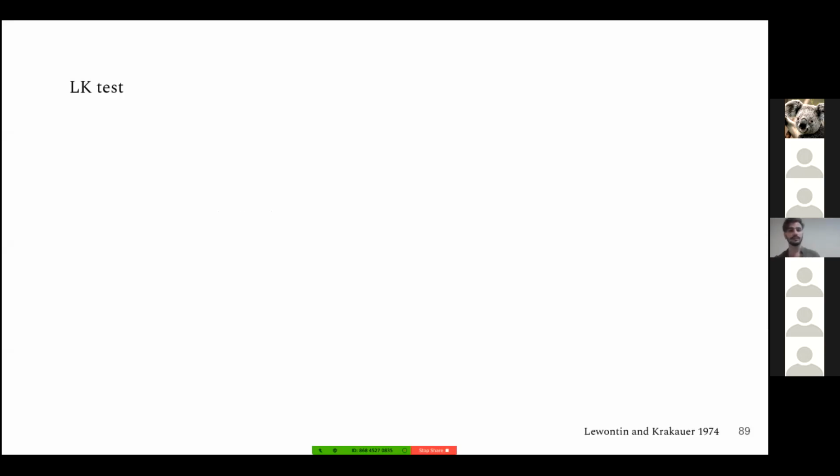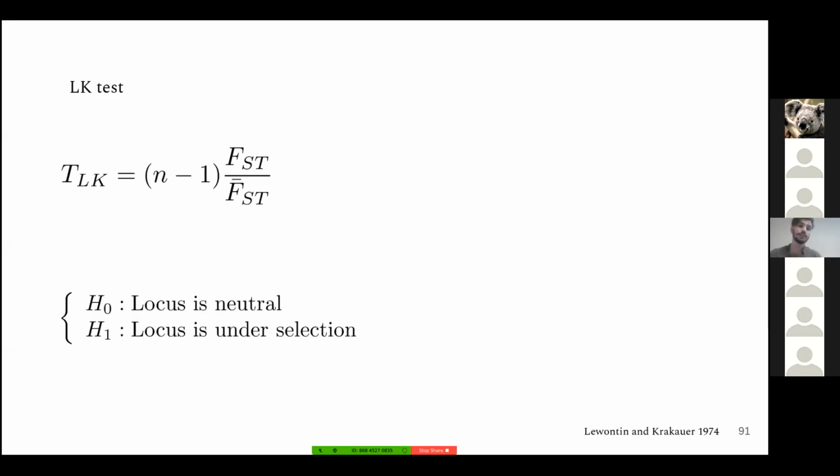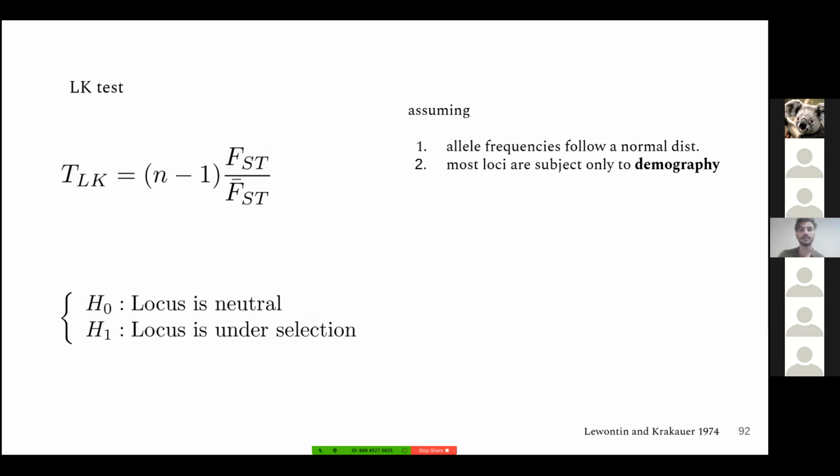One of the first methods developed with this concept in mind was the LK test. So for n populations, the LK statistic at a locus is the ratio of the locus FST and the mean FST, multiplied by n minus 1. Under the null distribution of LK, the locus is neutral, and under the alternative distribution, the locus is under selection. This test assumes that allele frequencies are drawn from a normal distribution and that most loci are only subject to demography. Under the null, the LK statistic follows approximately a chi-squared distribution with n minus 1 degrees of freedom, n being the number of populations.